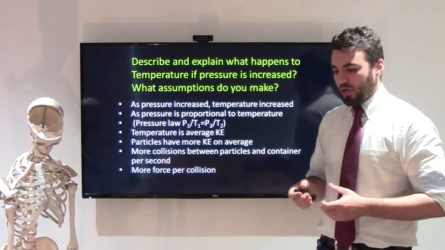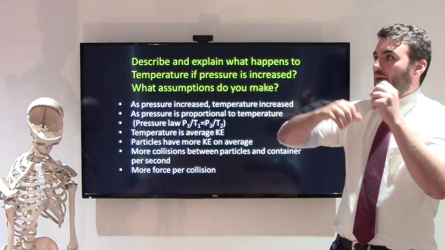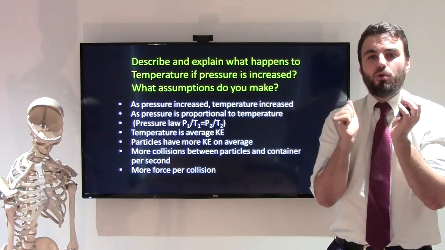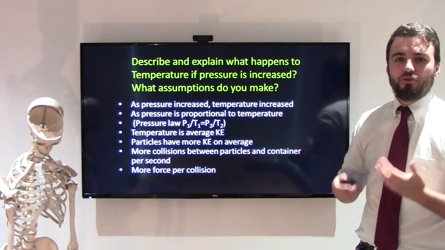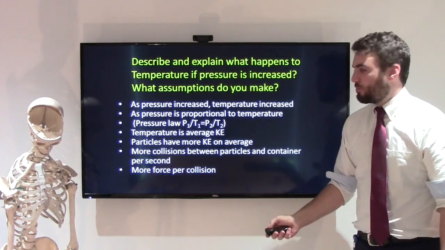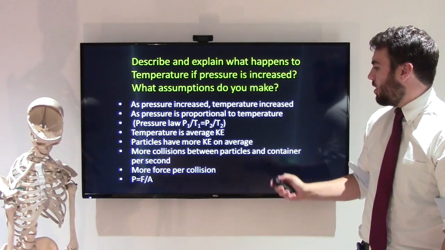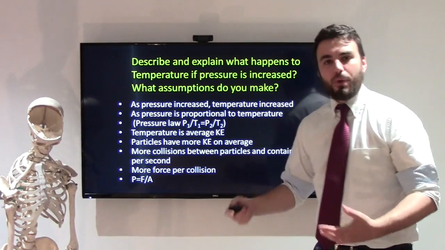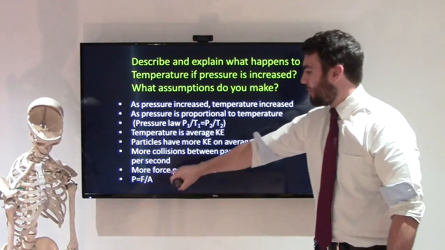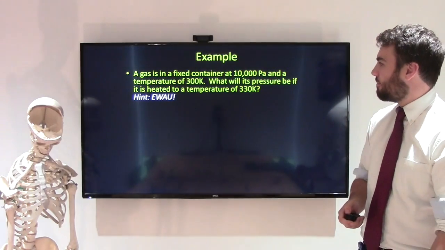And there's more force per collision. So they're flying around, and there's going to be more force on average per collision because they're moving faster. Make sure you've got all those points. And I could relate force to pressure by my equation as well. Notice how I'm putting my equations into my answer, very important.